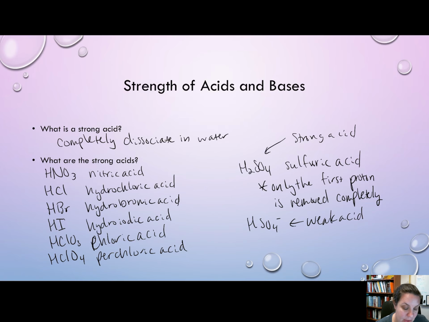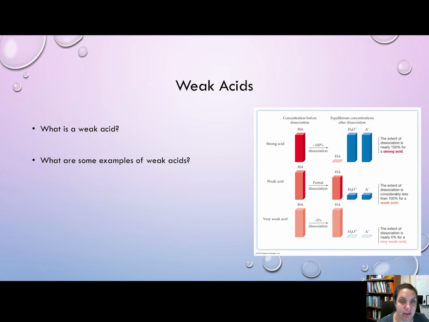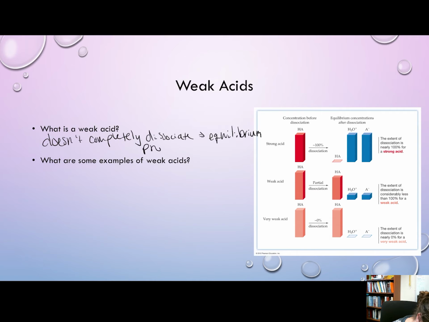So once it's lost that first proton, it becomes a weak acid, and then we treat it like a weak acid. Our weak acids, on the other hand, are all the ones that aren't on that list of 7. So it's an acid that does not completely dissociate. Its dissociation is an equilibrium process. Again, any acid that is not a strong acid, we consider that a weak acid.